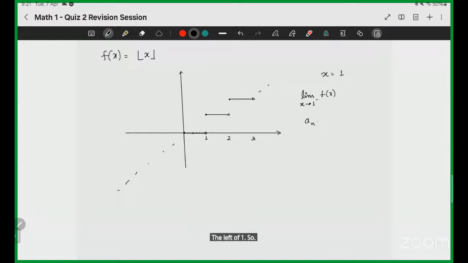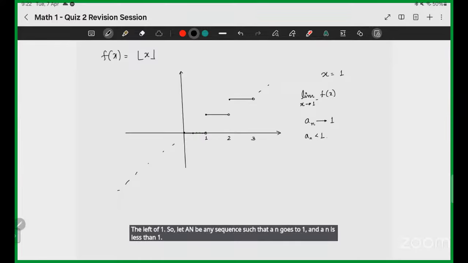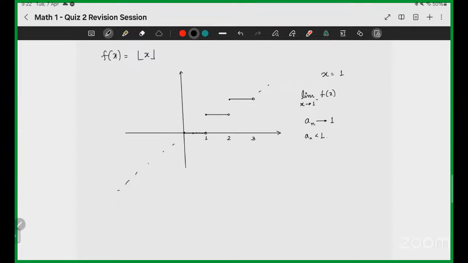So let an be any sequence such that an goes to 1 and an is less than 1. What would f of an be? 0. Eventually, at least it will be 0. So f of an is 0. Let's say it's just a very small value less than 1, all within the interval 0 to 1. So f of an is equal to 0, irrespective of what sequence I take. As long as it is less than 1 and close to 1, f of an is 0.